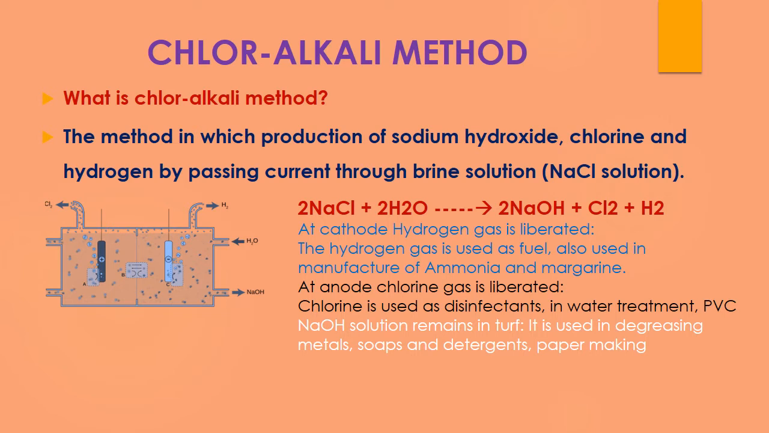When current is passed, at the cathode, what happens? Hydrogen gas is liberated at the cathode. Cathode means negative electrode. In the same way, at the anode, the positive electrode, what happens? There is liberation of chlorine gas. The sodium hydroxide solution remains in the tank.